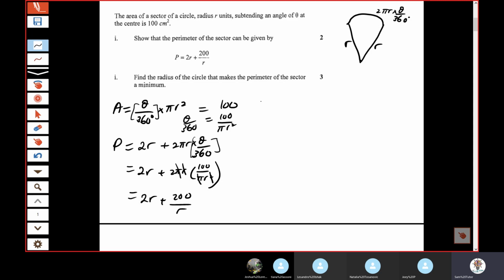Part double I. Find the radius. I'll give you guys another 5 minutes. Get it out. Come on. What's step 1? Equals 0, and then step 2. And what should the nature be? Minimum. Good luck.